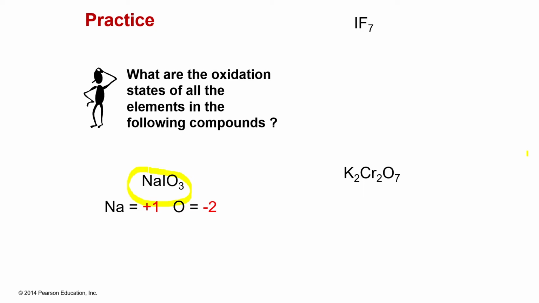So let's apply rule number 3. It tells me that 1 sodium at +1 plus whatever iodine is plus 3 atoms of oxygen at -2 each should total 0. Solving for the unknown, we get the oxidation state of iodine, being +5. Okay, why don't you pause the video for a moment and see if you can try the other two compounds here on this slide.